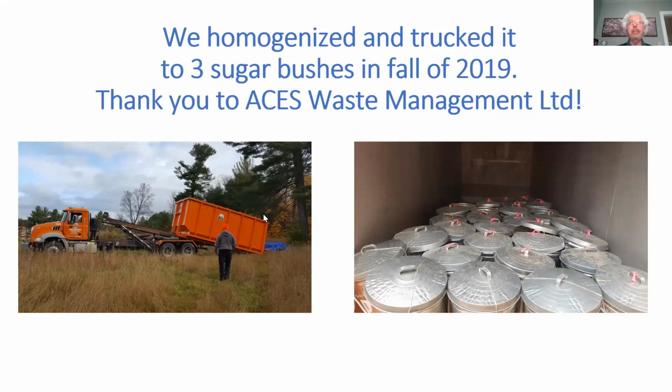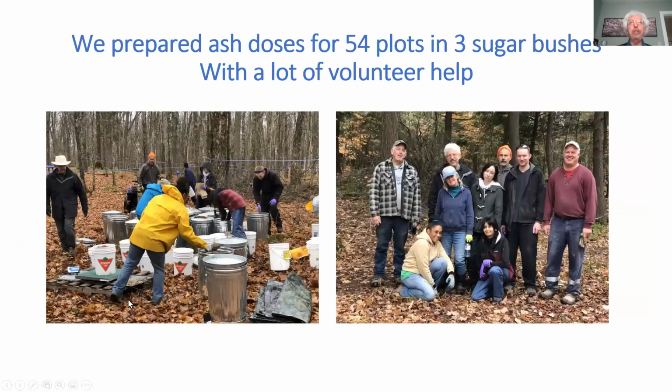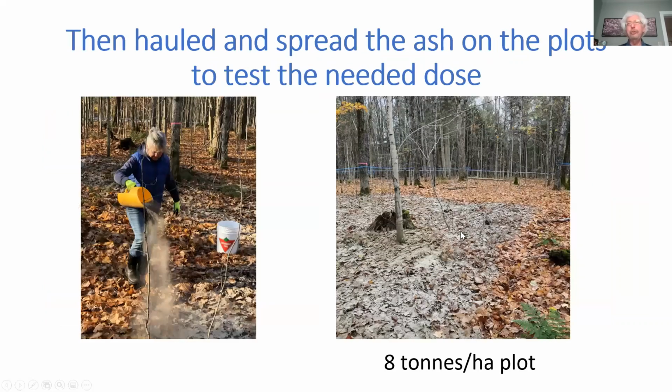With the help of lots of volunteers, we very carefully weighed out this ash. And then with the help of 3 students here from Trent University and a whole bunch of other volunteers, we trucked the ash into the bush and we spread it on a whole bunch of plots at very carefully monitored doses. This is what 8 tons of ash per hectare looks like in gray, spread on top of the leaf litter in November of 2019.